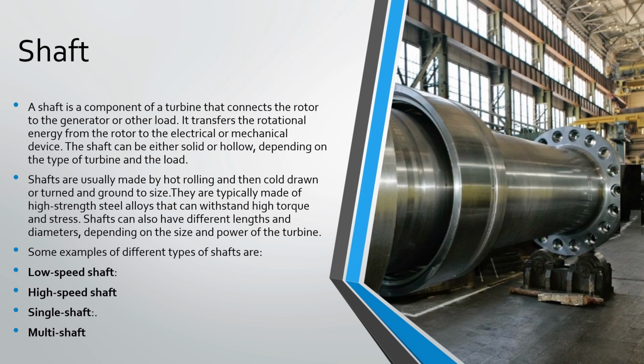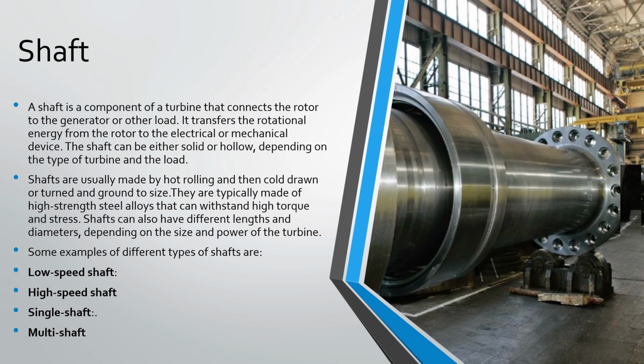A shaft is a component of a turbine that connects the rotor to the generator or other load. It transfers the rotational energy from the rotor to the electrical or mechanical device. The shaft can be either solid or hollow, depending on the type of turbine and the load. Shafts are usually made by hot rolling and then cold drawn or turned and ground to size. They are typically made of high-strength steel alloys that can withstand high torque and stress. Shafts can also have different lengths and diameters, depending on the size and power of the turbine.